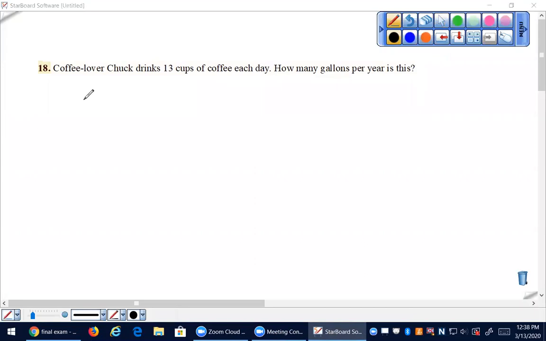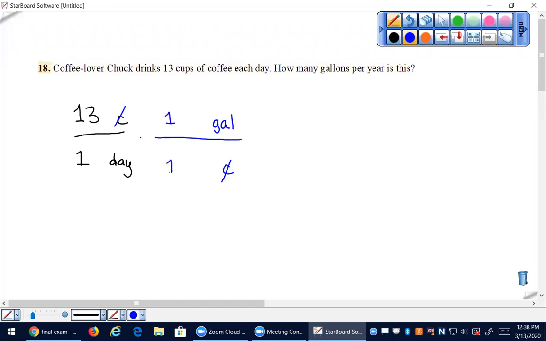So it's about 449 gallons. So we're going to say, let's get out of cups. Remember, cups on top. So put the next one on bottom. So 1 gallon is 16 cups. This one's always going to be a gallon.